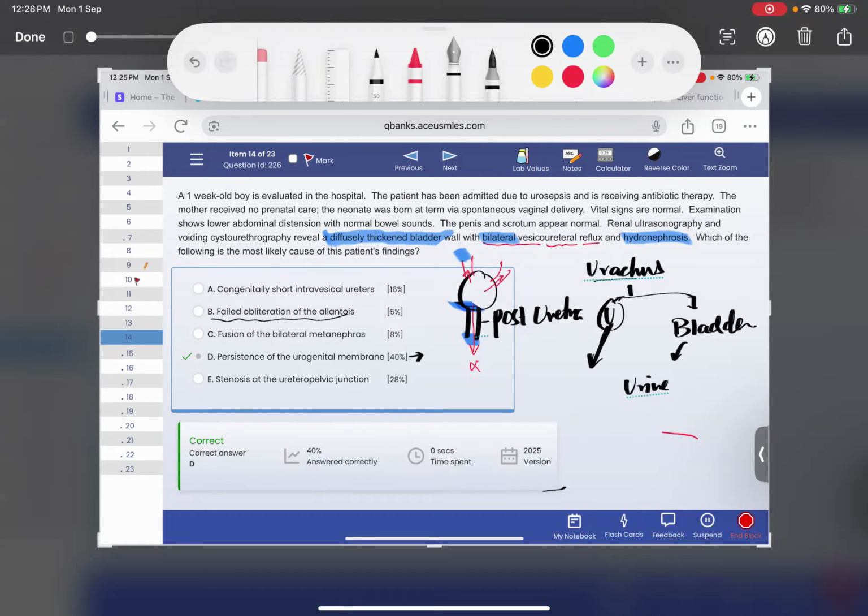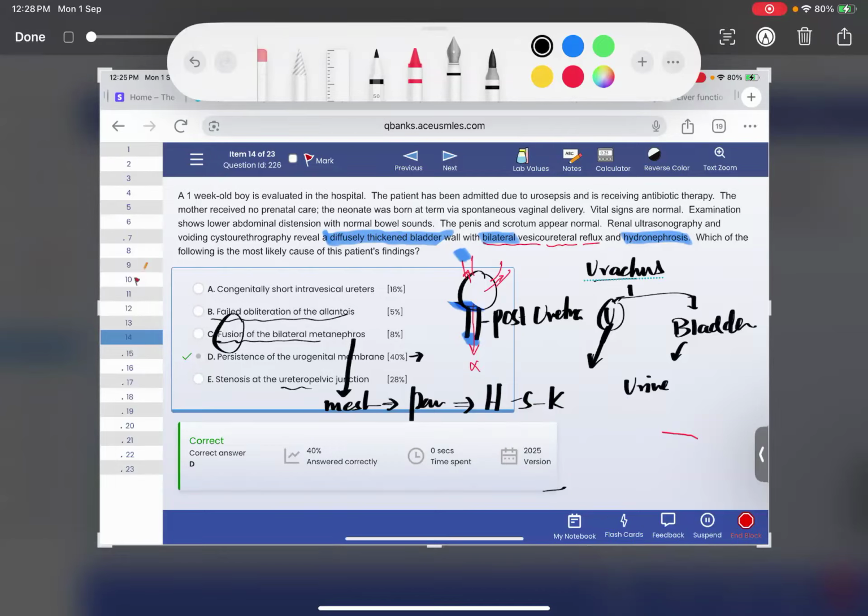What is the fusion of metanephros? I have told you the metanephric mesenchyme is responsible for forming the parenchyma of the kidney, not the tubules. The tubules are formed by the ureteric bud. So if they are fused, we call it horseshoe kidney.